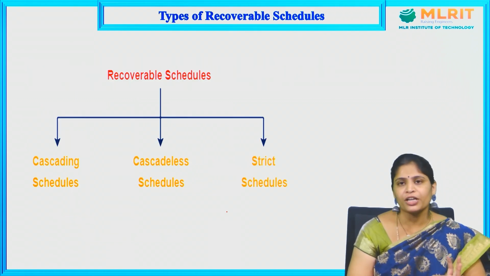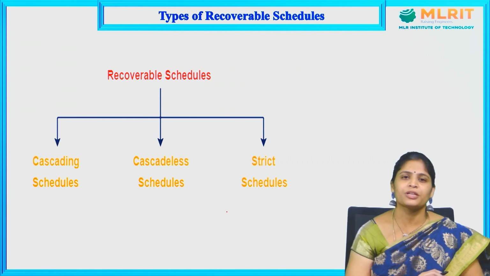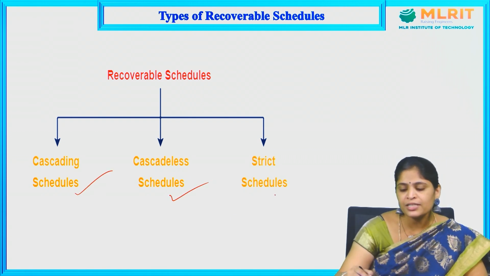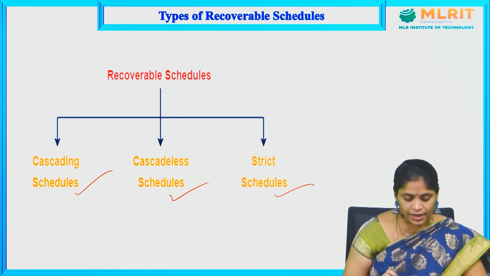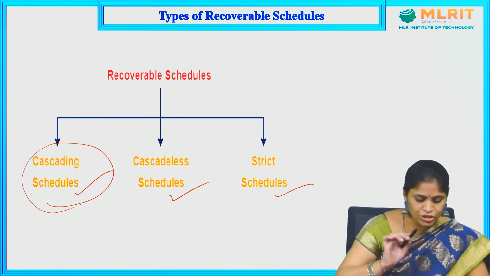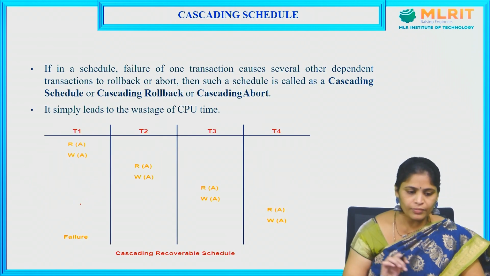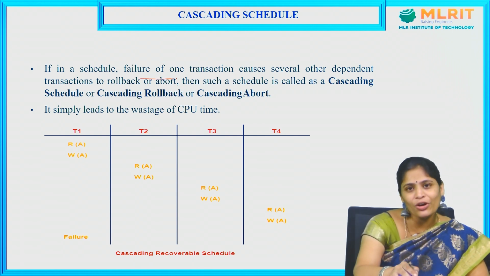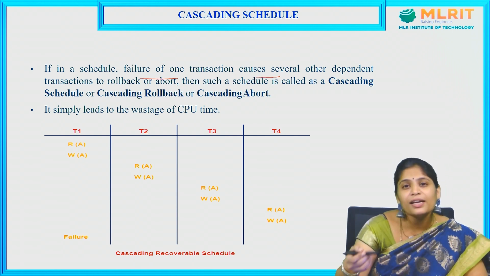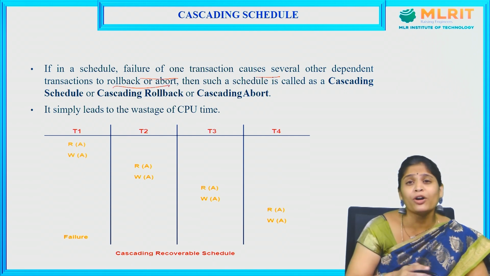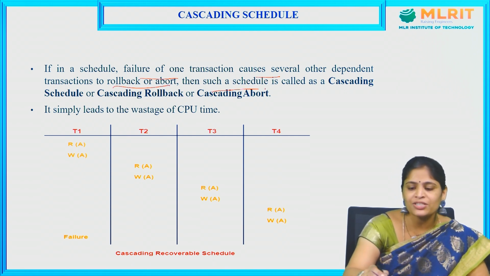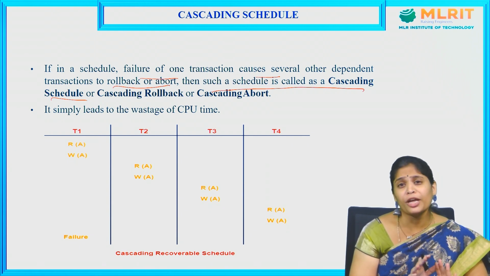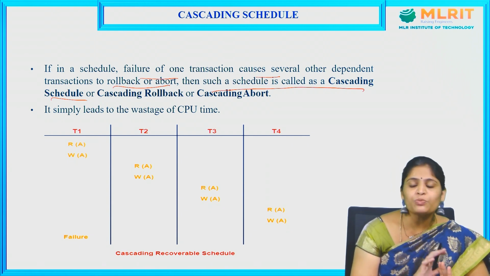Next, types of recoverable schedules. What are the types of recoverable schedules? We have three types: cascading schedule, cascadeless schedule, and strict schedule. Let us discuss cascading schedules first. What is a cascading schedule? If in a schedule, failure of one transaction causes several other transactions to roll back or abort, then such a schedule is called a cascading schedule, which leads to wastage of CPU time, processing time. So that is the cascading schedule.